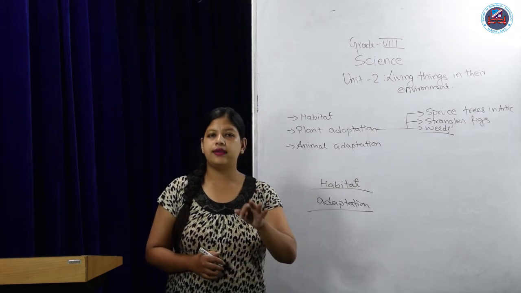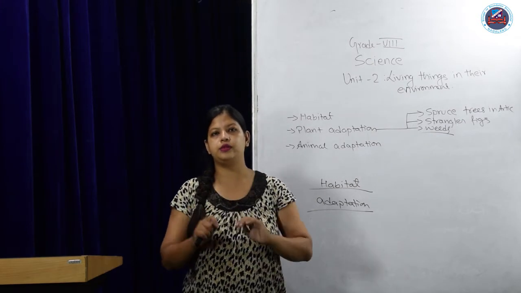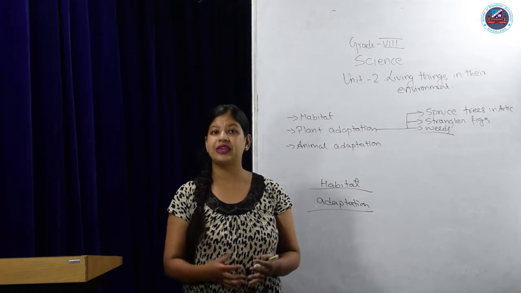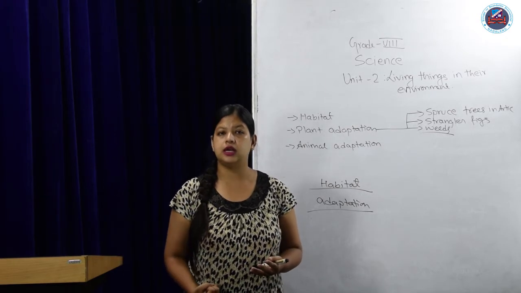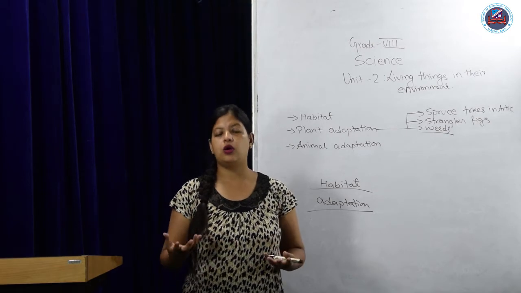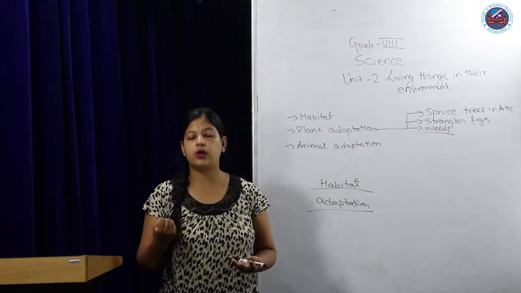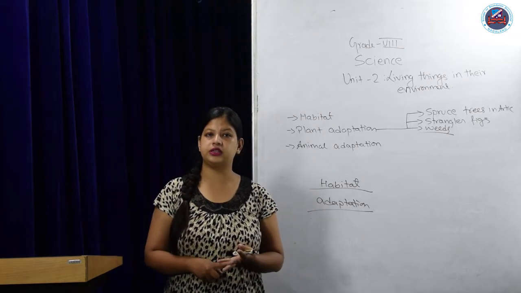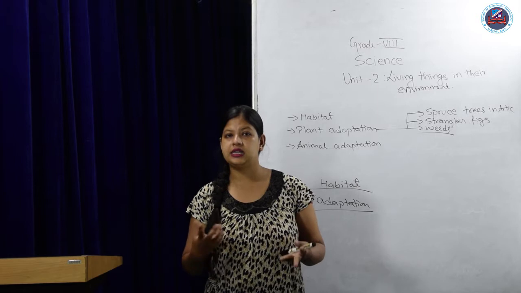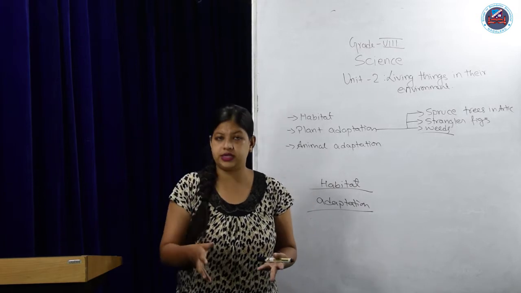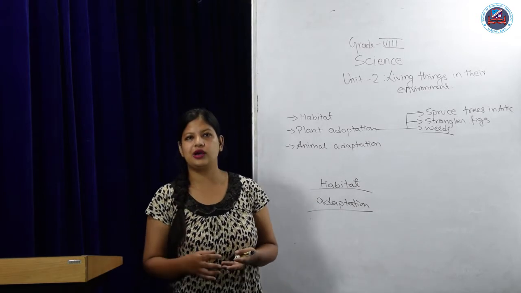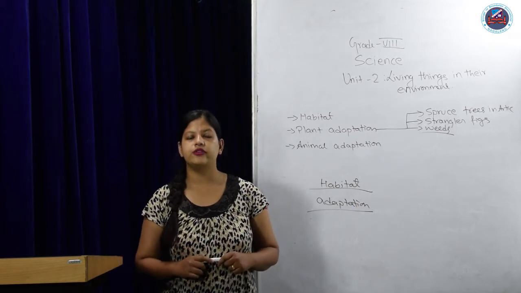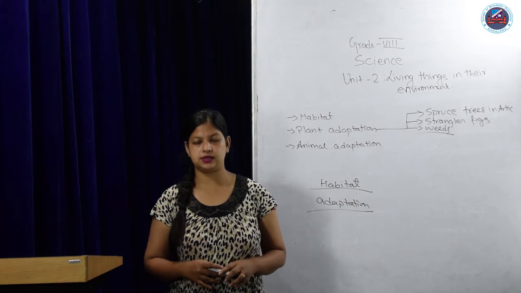So right now I have told you three examples of plant adaptation. How spruce trees grow in snowy areas and still manage to get sunlight for photosynthesis, or even get the required water from the leaf. Similarly, the strangler fig tree adapts itself by growing on other trees. And similarly, weeds adapt among the other crops. So these are a few examples of plant adaptations.